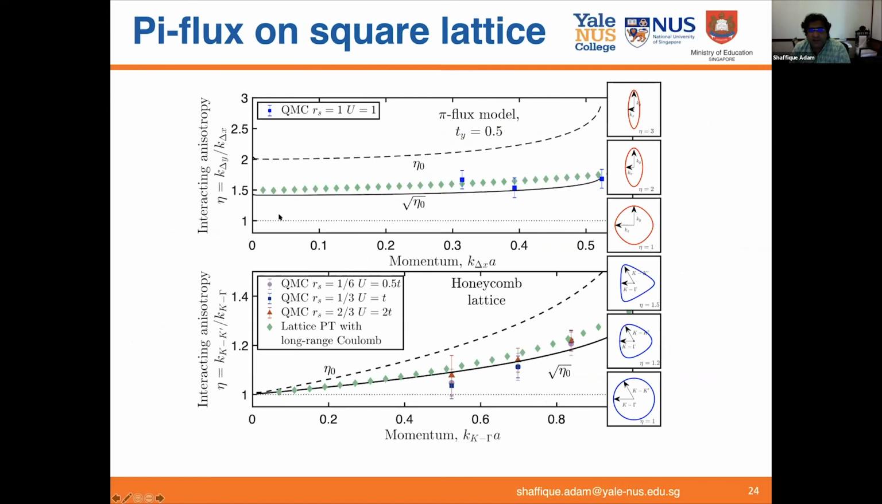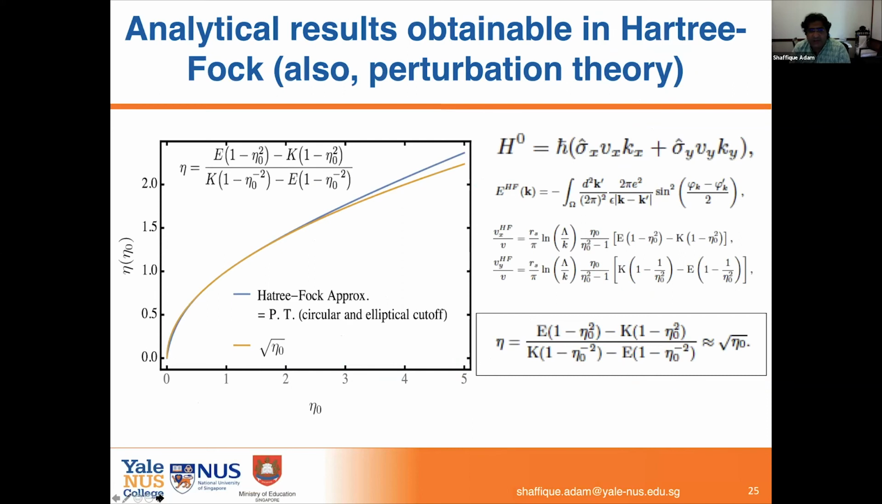I won't tell you too much more about the different tests we did. For example, we tried a pi flux model, which also has a Dirac fermion, where we can control the anisotropy in a more controlled way. And again, you see that both in the quantum Monte Carlo and the lattice perturbation theory, it follows this universal square root behavior. With Hartree-Fock, we could actually solve the problem analytically, and the Hartree-Fock analytical result also gives a square root for the renormalization of the anisotropy.